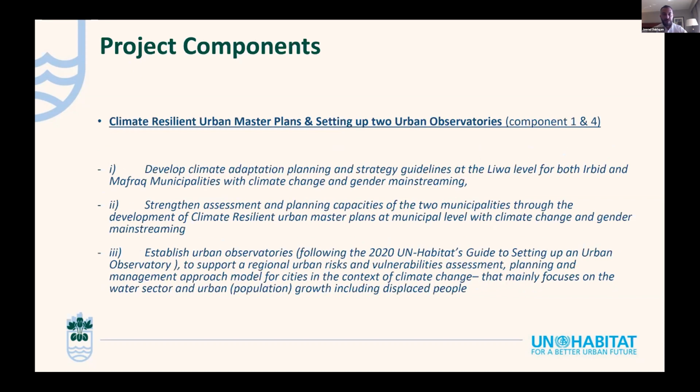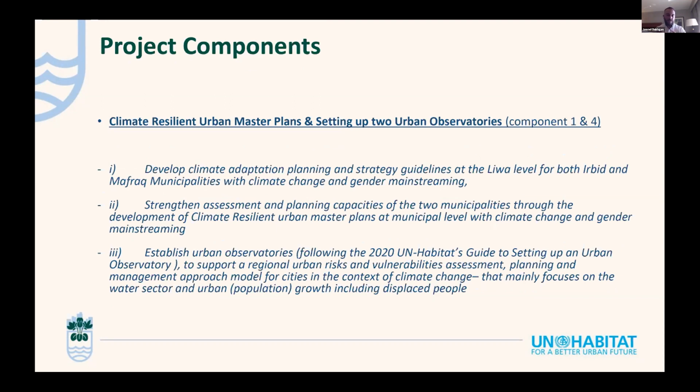Last but not least, I'm going to talk about the climate resilient urban master plans and setting up the urban observatories, which are components 1 and 4. So in a nutshell, what we're going to do between component 1 and 4 is develop the climate adaptation planning and strategy guidelines at the LIWA level.